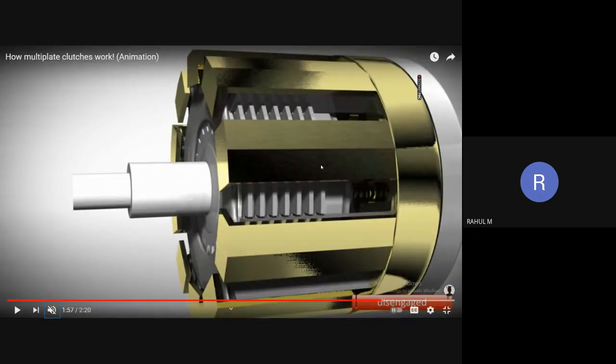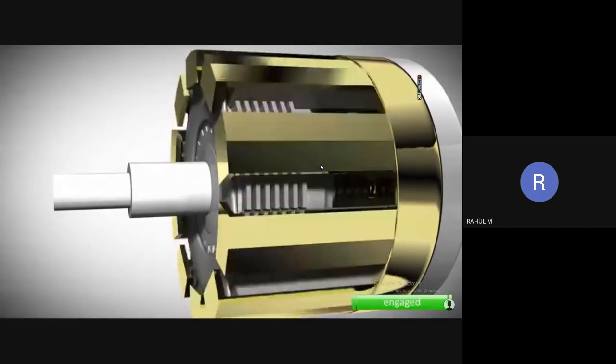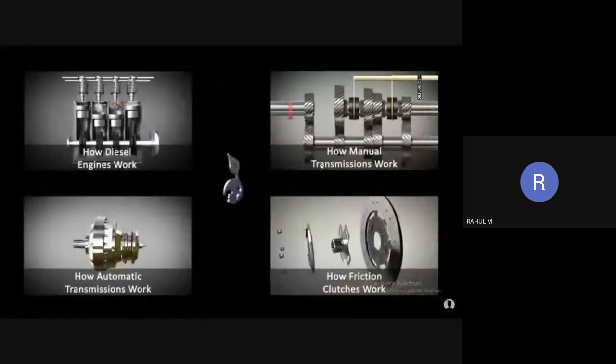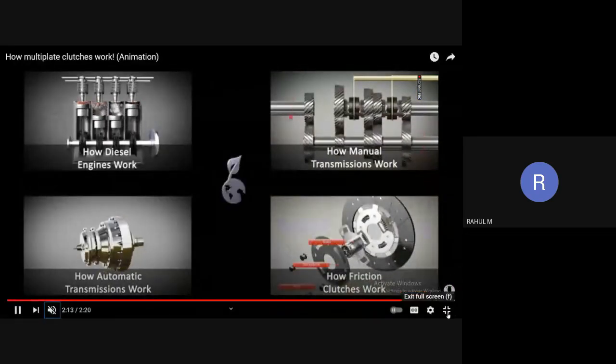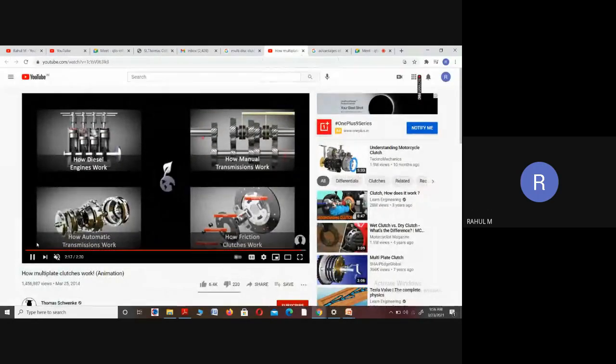Now you can see the steel plates. You can see how this works. Now this is in the disengaged position, so it is rotating freely. Now you can see, right, the push rod moves up. So what happens is it becomes engaged and then the rotation happens. So that's it. That is the basic working of a multi-plate clutch.